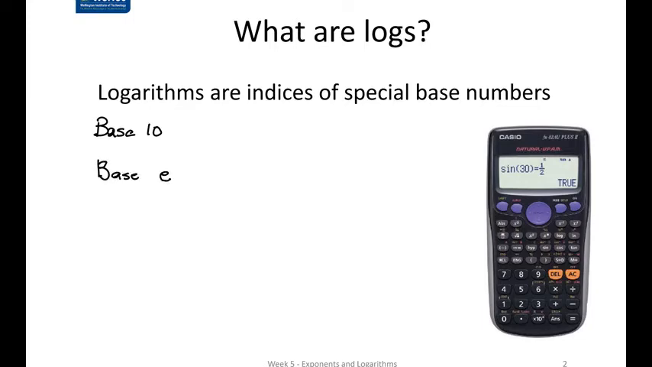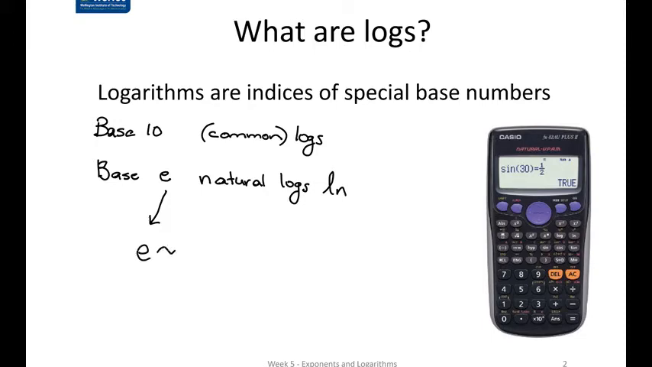Now, if we're going to talk about base 10, we just call these common logs, or just logs. We don't need the word common, just logs. If we're using E as our base, we're going to talk about natural logs, and we're going to use the expression Ln. Now remember, this E is a special number, it's Euler's number, and it's approximately equal to 2.72. So it's just a number, just like 10 is a number, so is E.